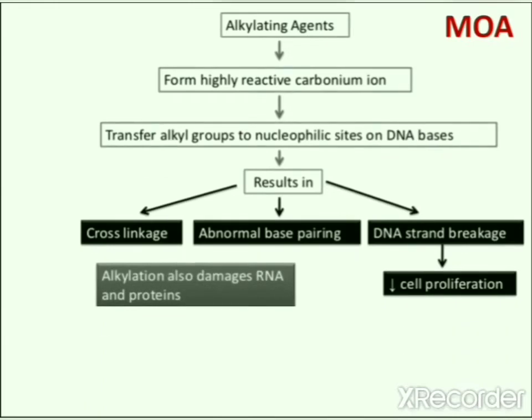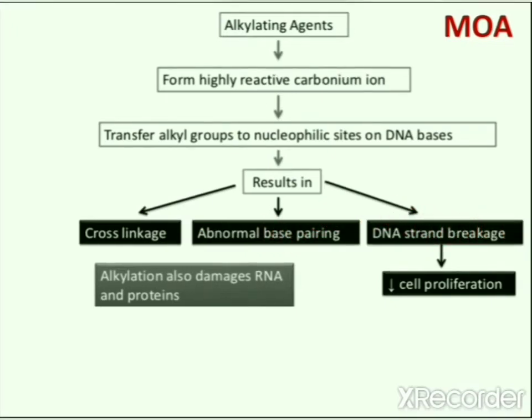Now we will elaborate this mechanism. Alkylating agents form highly reactive carbonium ion. This carbonium ion transfers alkyl groups to nucleophilic sites on DNA bases, which results in cross-linking, abnormal base pairing, and DNA strand breakage. DNA strand breakage causes decreased cell proliferation. Decreased cell proliferation represents reduction in expansion rate of a cell population by cell division. Alkylation also damages RNA and proteins.